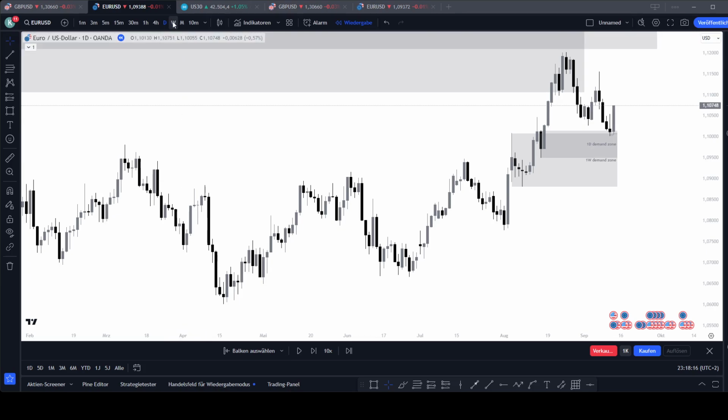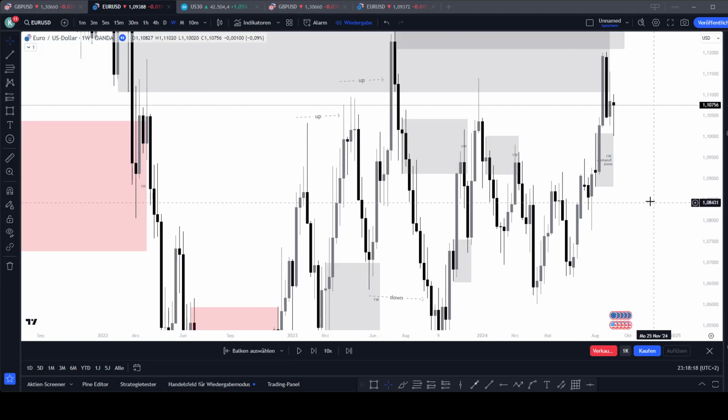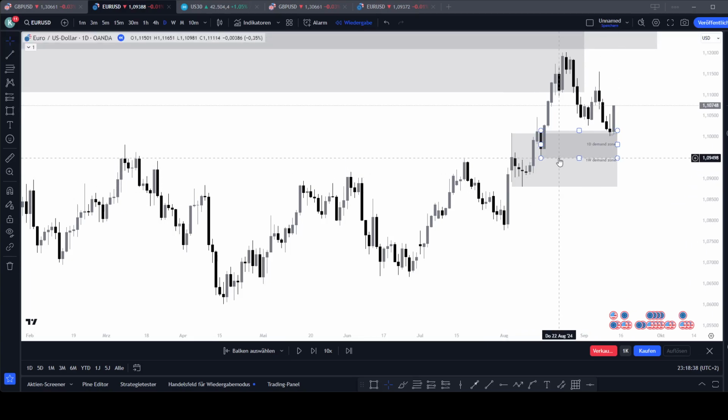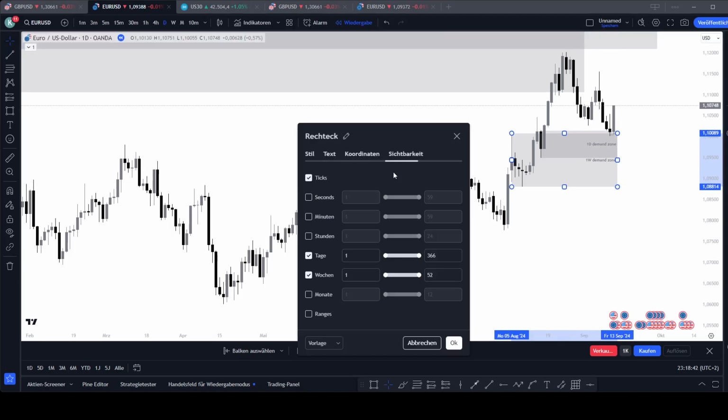If I go down to the weekly time frame, you will clearly see that after this indecision candle, price was able to push up, leaving out this demand zone, and price came back and tapped into this weekly demand zone. Also within this weekly demand zone, there's a daily demand zone.